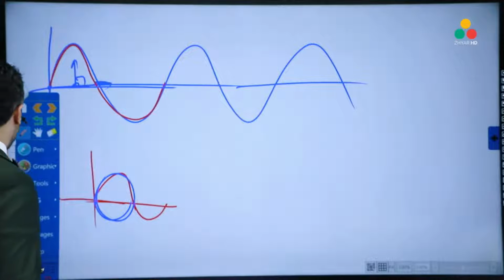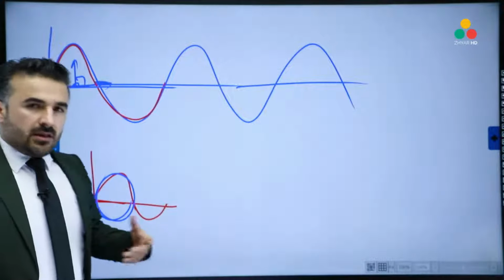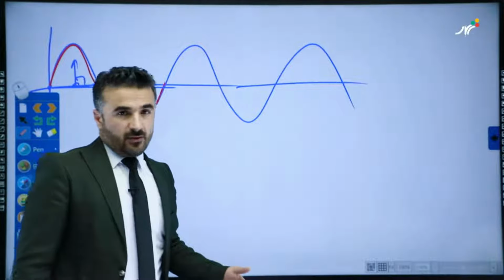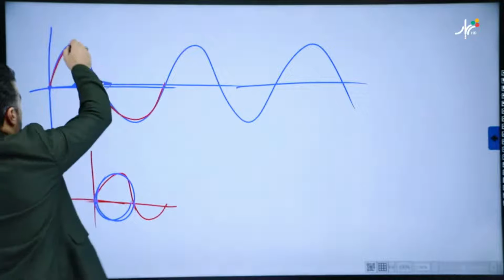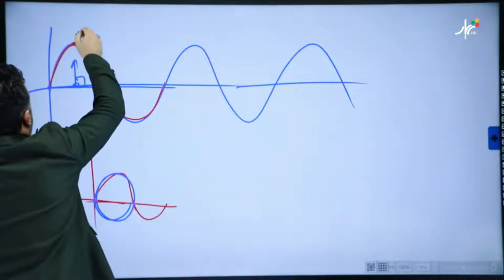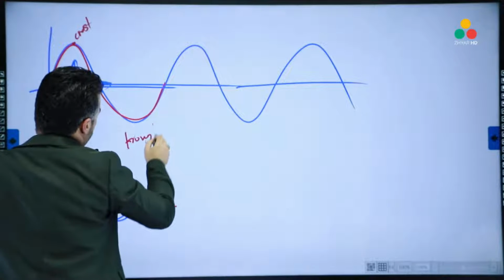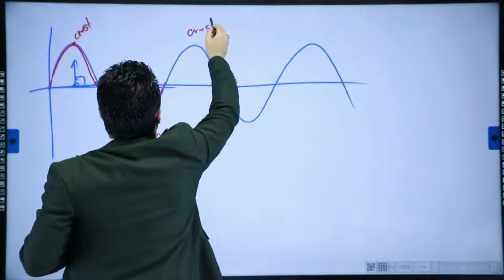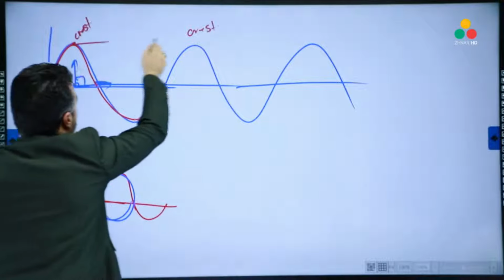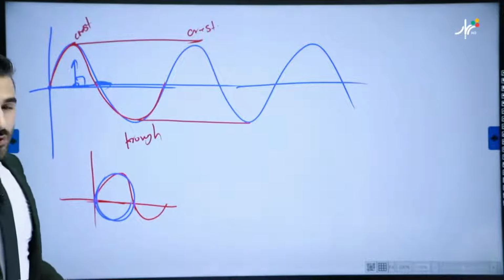Now that is for the period. What about the wavelength? The wavelength is basically the length of a wave. But what is the length of the wave? We can say it is the distance between two consecutive crests. If you remember before, we call this one a crest, and this one a trough, and here is another crest. So the distance between two consecutive crests, or two consecutive troughs, is basically one wavelength.